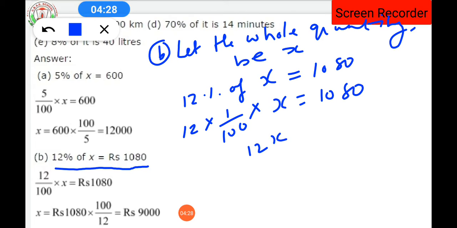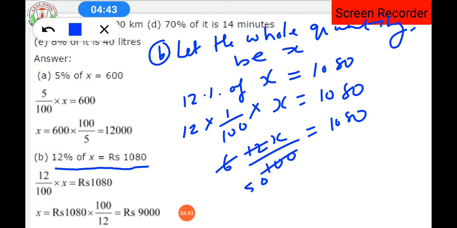So here it becomes 12x upon 100 is equal to 1080. Now 12 comes in the table of 2 how many times? 6 times. 100 comes in the table 50 times. Again 6 comes in the table of 2 how many times? 3 times, and 50 comes 25 times. So what is the number we have right now? That is 3 upon 25 x is equal to 1080.